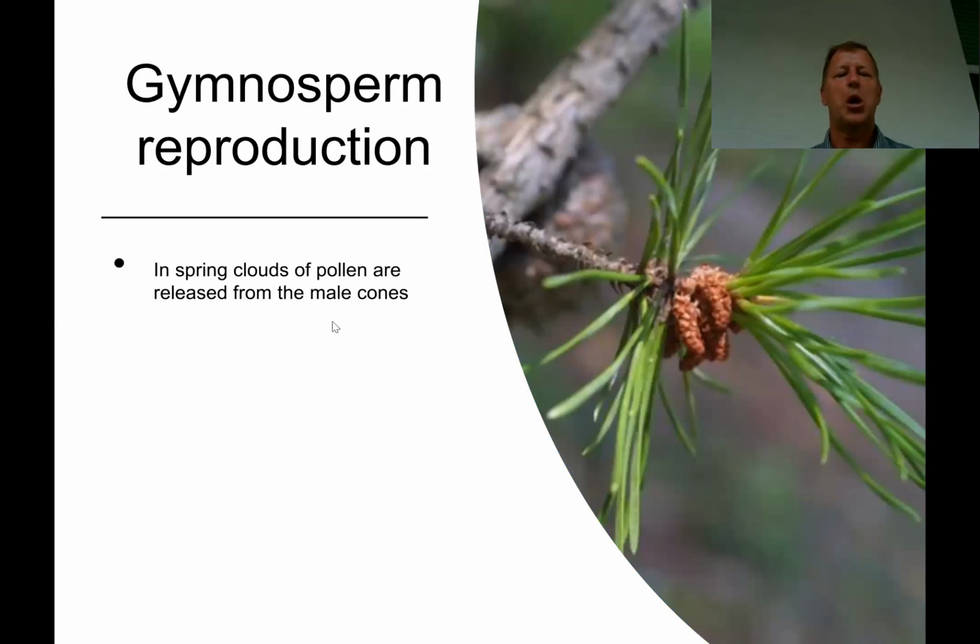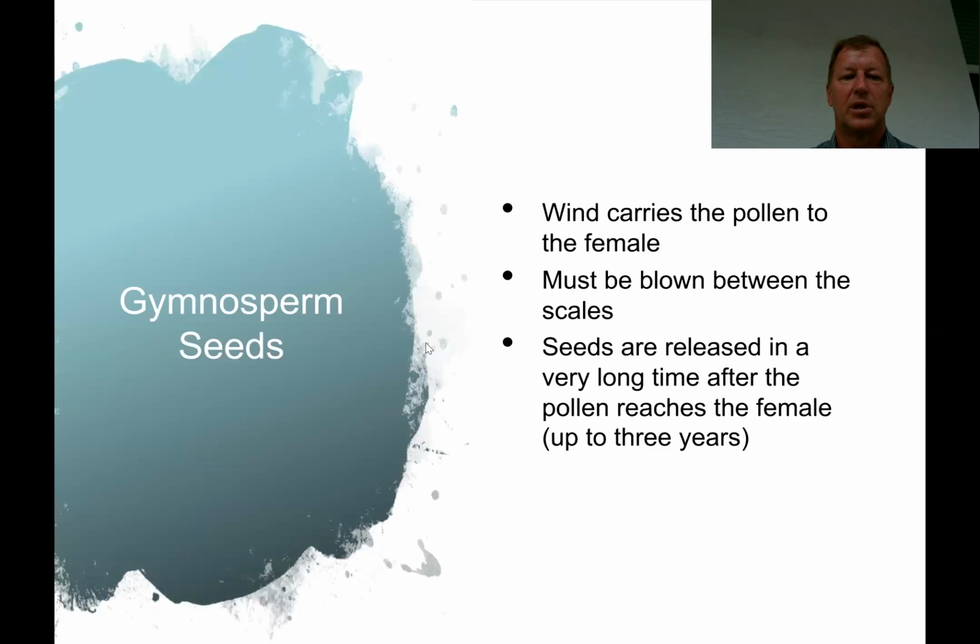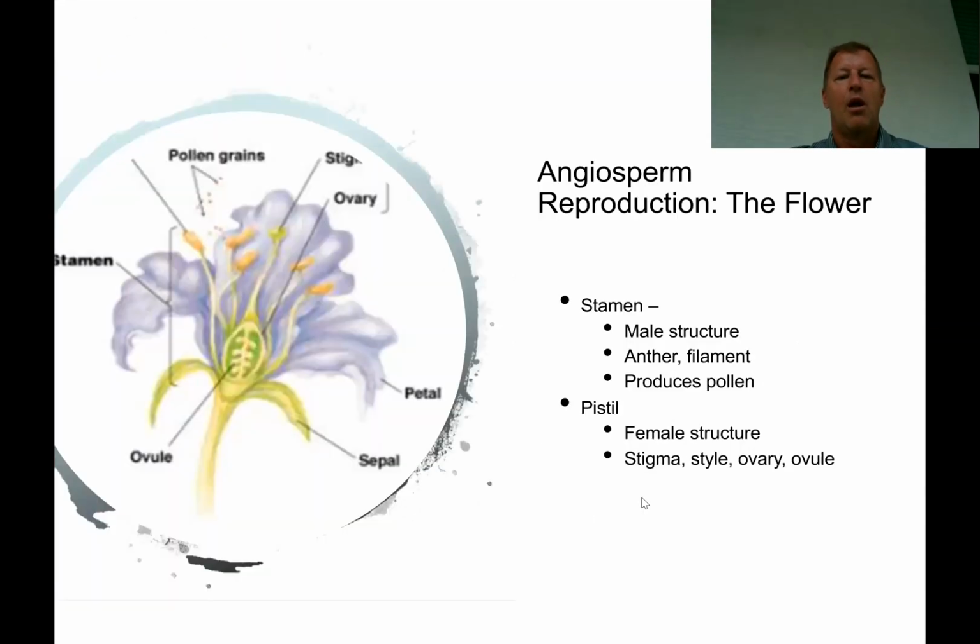In spring, clouds and clouds of pollen are released from these male cones. Where I lived in New York, the white pine would produce just clouds of yellow pollen in the spring. So the wind carries the pollen to the female, must be blown in between the scales of the cone. Seeds are released in a very, very long time after the pollen reaches the female, up to 3 years, guys, up to 3 years for the seeds to be released.